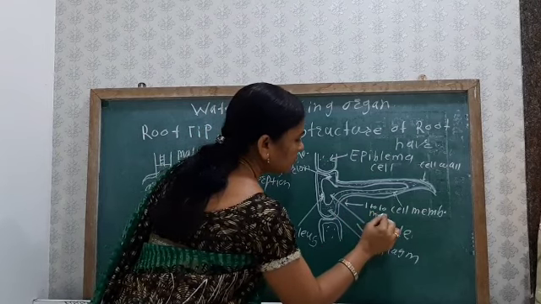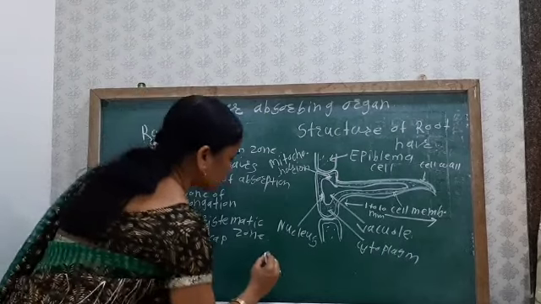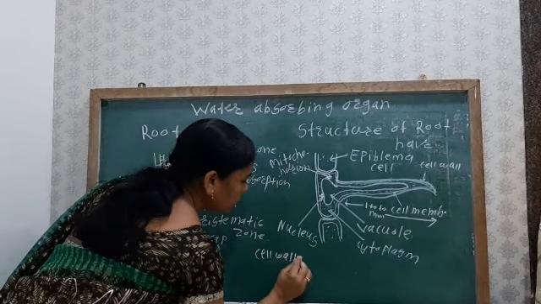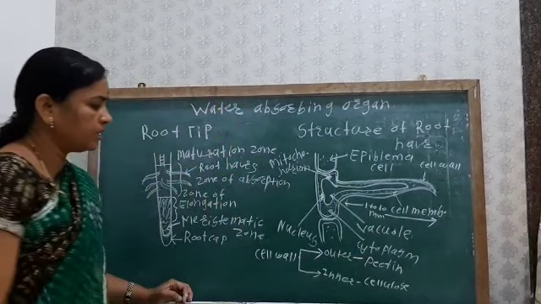Okay, so if we see the root hair, the cell wall of the root hair is mainly made up of two layers. The outer layer is made up of pectin, and the inner layer is made up of cellulose.